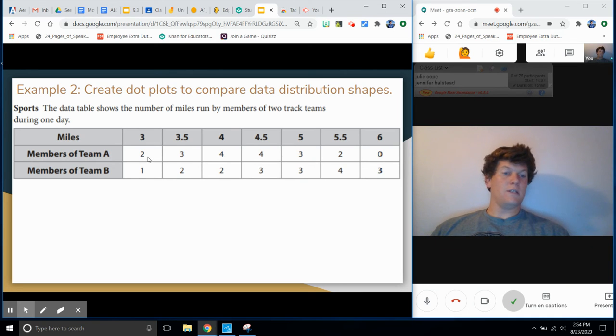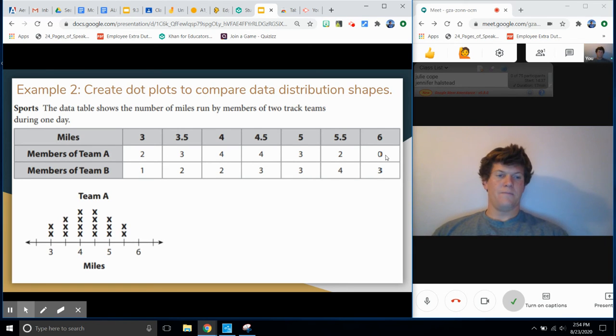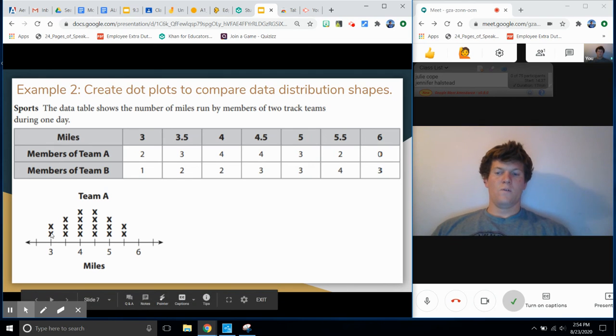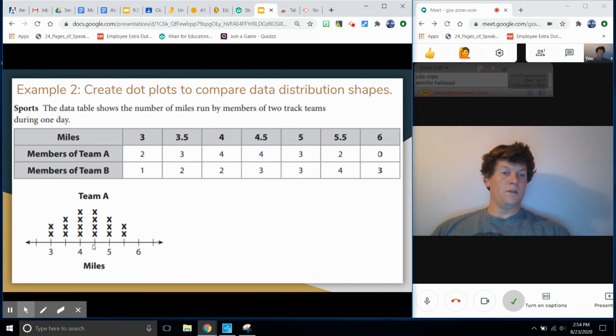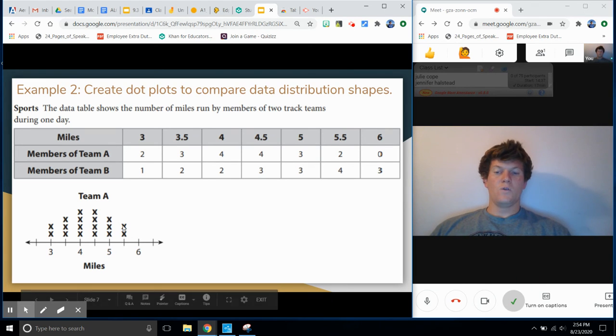So for team A, I should have 2 dots here. Here, I should have 4 dots. And at 6, like we said, 0 dots. Team A's dot plot should look like this. 2 of them for 3, 3 of them for 3.5, 4 for 4, 4 again for 4.5, 3 of them for 5, 2 of them for 5.5. Hopefully you notice something here. We'll talk about it in a second.